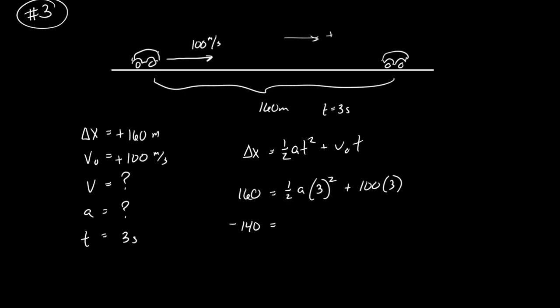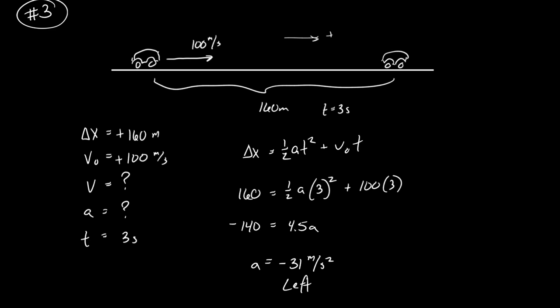And that's going to be half of 3 squared is 4.5a. So a is going to be, I don't know what that is, 140 divided by 4.5. Negative 31 point one repeated. Okay, and that's good. Meters per second squared. That's a lot, but that's not unheard of for a vehicle.